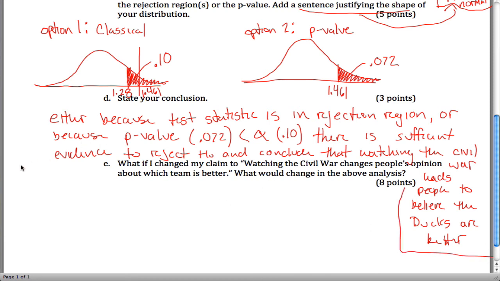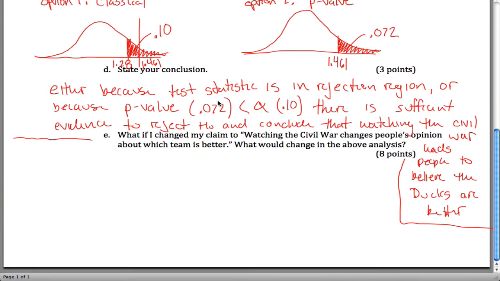All right, and then finally the last part, what if we changed our claim? So things that would change. H1 would now be that P does not equal 0.85, so it would be two-tailed. So then our test statistic would stay the same.